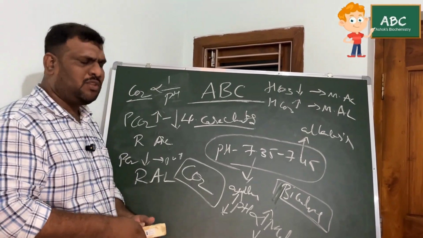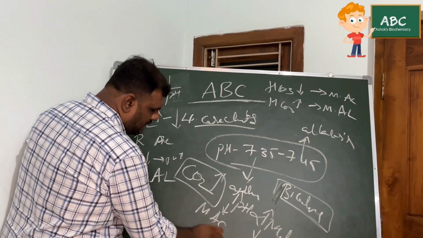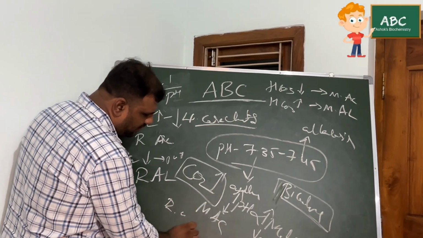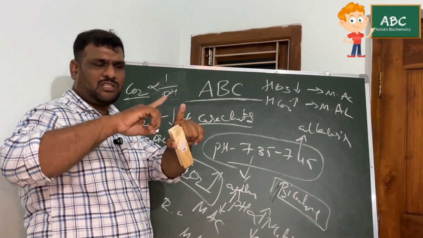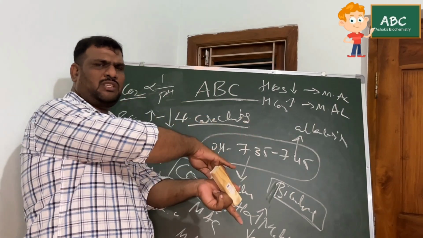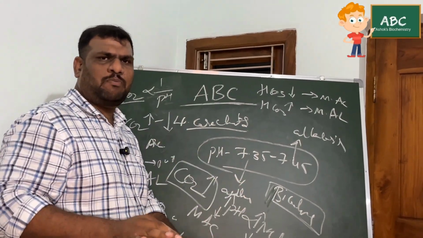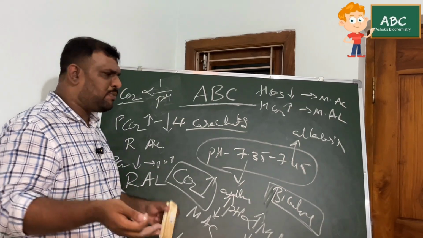Now the compensation mechanism. If it is respiratory alkalosis, there will be metabolic acidosis. If it is respiratory acidosis, there will be metabolic alkalosis. Cross things: respiratory acidosis, metabolic alkalosis; respiratory alkalosis, metabolic acidosis. Same phenomenon. This compensation will be there. There will be full compensation and partial compensation. What happens in partial compensation?